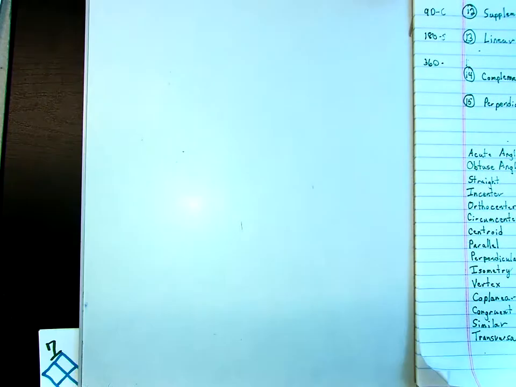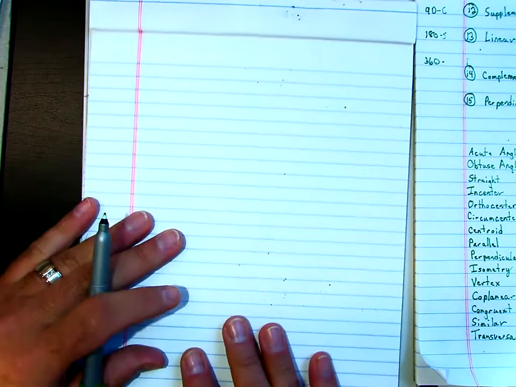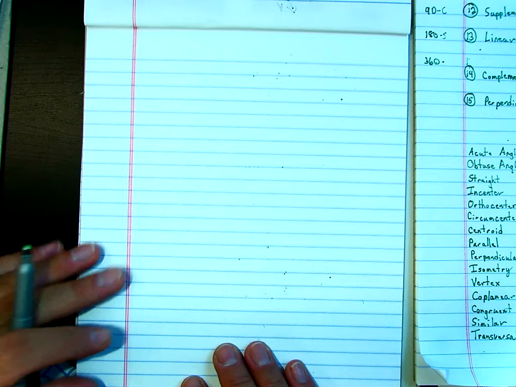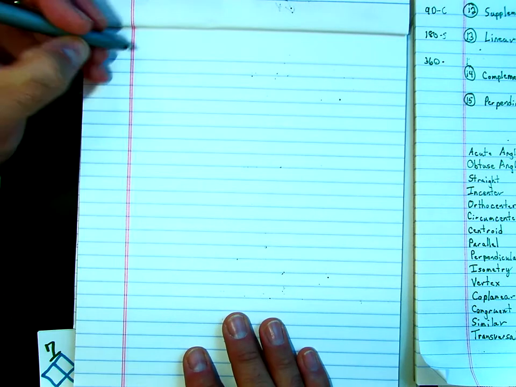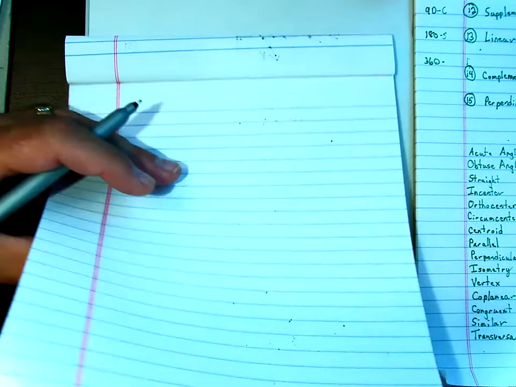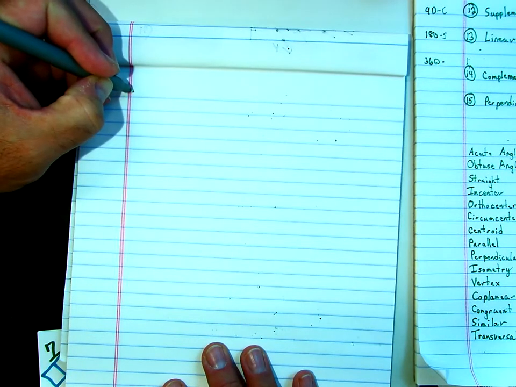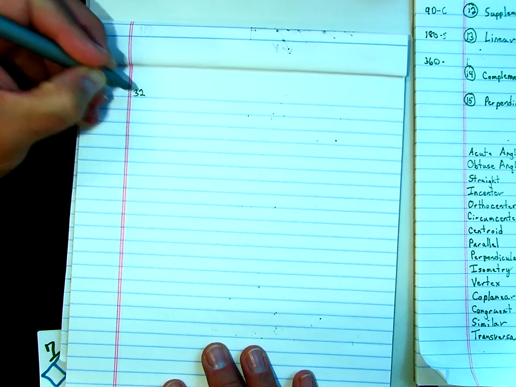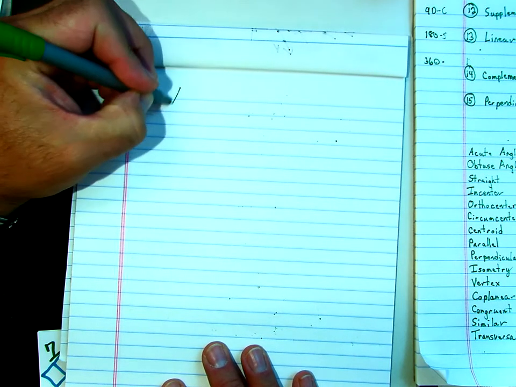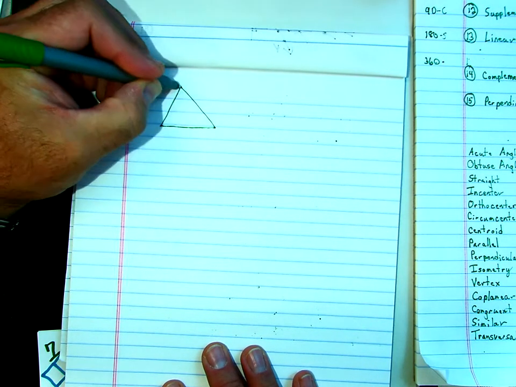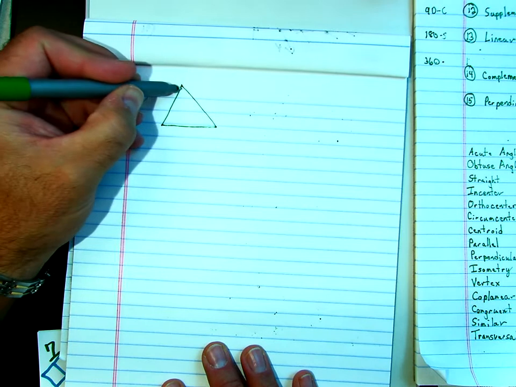Next, centroid. A centroid is where all the medians meet. Median is the next one that we have to add to our vocab. So the 21, 22, you'll have 32 so far. So I'll put this down as 32 as what a median is. A median is a segment that starts at a vertex and bisects the side opposite it.